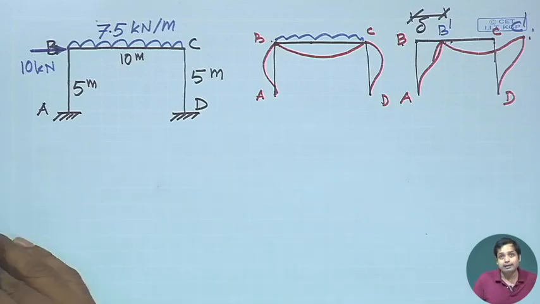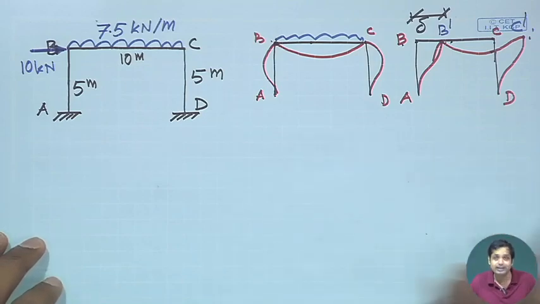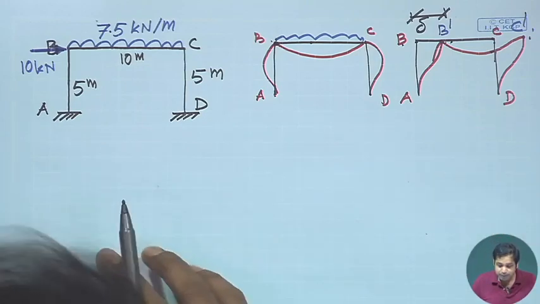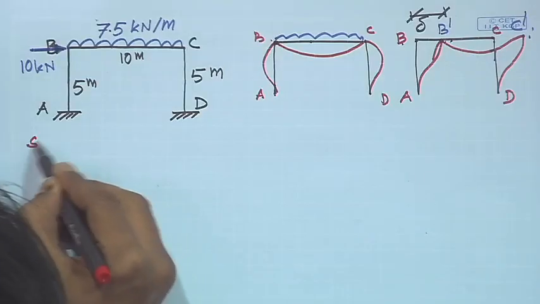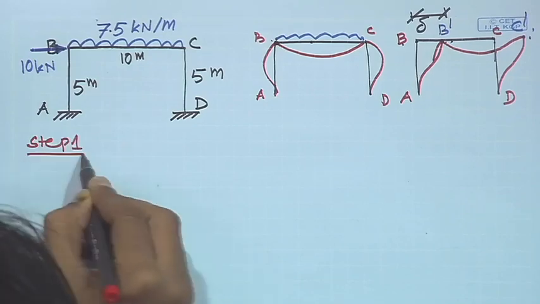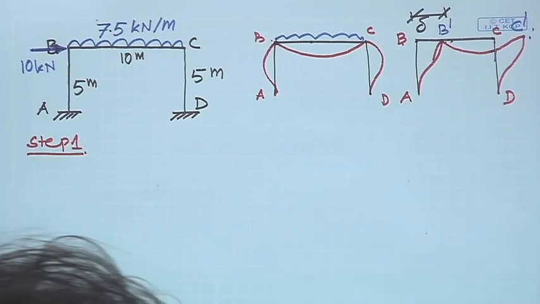Now, if you compare this problem with the previous problem, what are the changes we need to make? In the previous problem, overall the steps are the same. Let us first start the steps, and we will discuss what the differences are. The first step, step 1, was finding the fixed end moments.